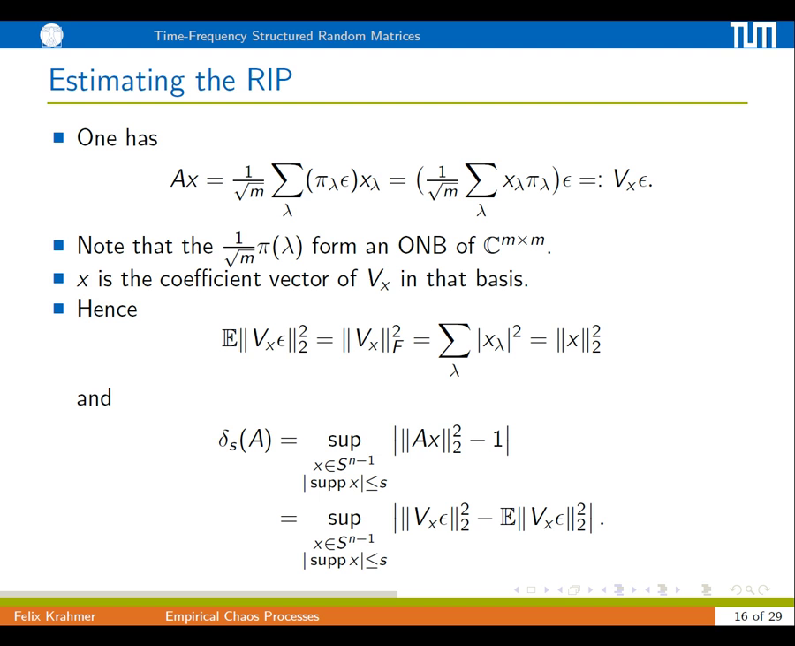the restricted isometry constant. This is just taking the definition from the previous slide and rearranging it. We're taking the supremum over all sparse vectors on the sphere. Now we just introduce some normalization here. That's why we don't get the 2 norm of 1, but we get the 2 norm of x, but we get 1 here because we assumed it to be on the sphere. This is what we want to calculate. For Ax, we just plug in Vx epsilon. Because we are on the sphere, this is 1, and we can write 1 as the expectation of the norm of Vx epsilon squared. So we get some random variable of a specific form minus its expectation. This is the quantity that we want to estimate in this context.